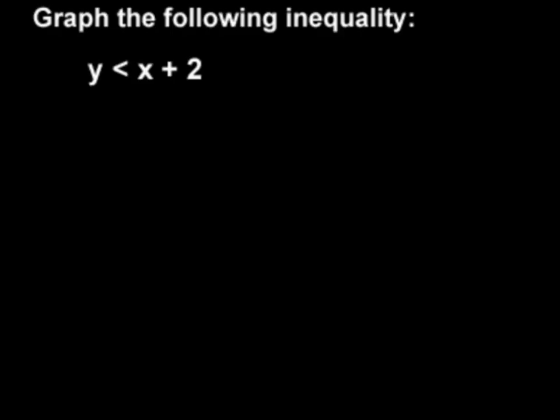So y is less than x plus 2. So when we graph something, we have two things we should be looking for: our slope and our y-intercept. This is our slope, and this is our y-intercept. So in our equation, my slope here is 1, or 1 over 1. That tells me how much I go up and over. And then my y-intercept is 2, where I cross the y-axis.